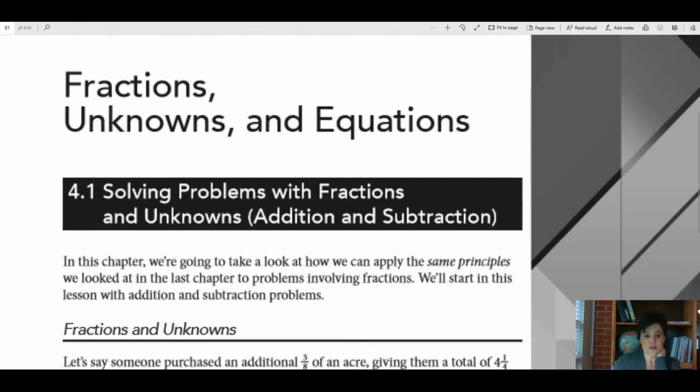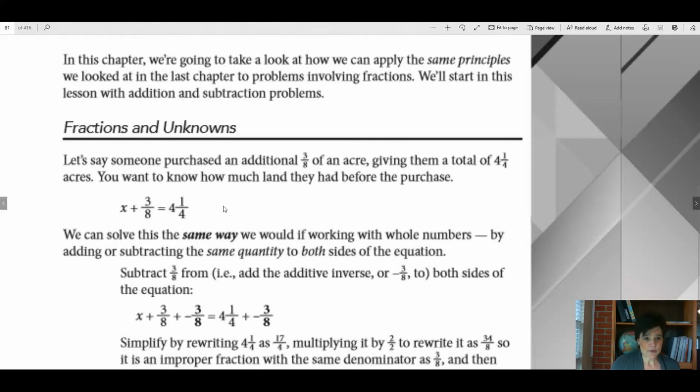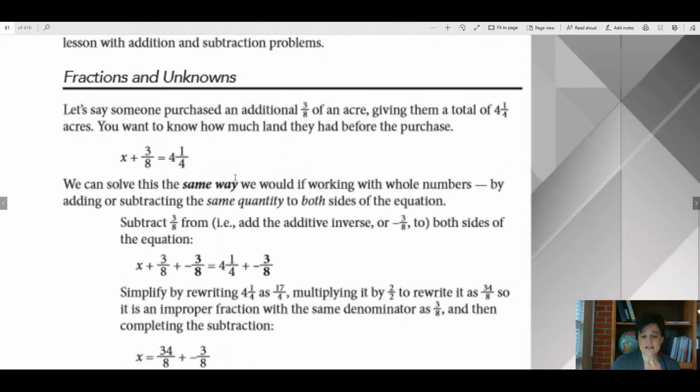Okay, so let's look at section 4.1. These are fractions, unknowns and equations with fractions. So that's what we're going to be doing in this chapter. Let's say someone purchased an additional 3/8 of an acre, giving them a total of 4 1/4 acres. You want to know how much land they had before the purchase. Okay, so X is how much they had first. Then they purchased an extra 3/8 acre to give them a total of 4 1/4.